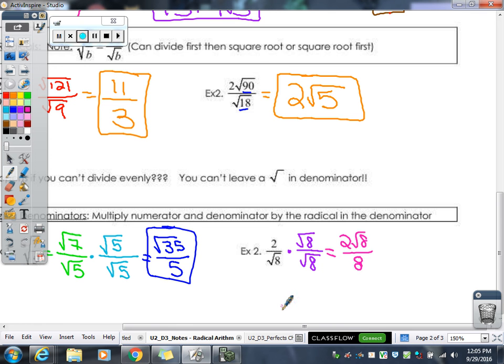Can we reduce our radical 8? Yes. What perfect square goes into 8? 4. So I've got to change this into radical 4 times radical 2. Let's see if you guys can do this in your head. Square root of 4 comes out as a what? 2. And when I multiply it times this 2, I get 4 radical 2 over 8.